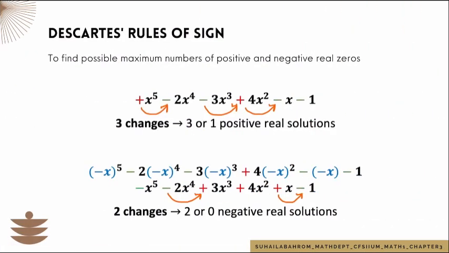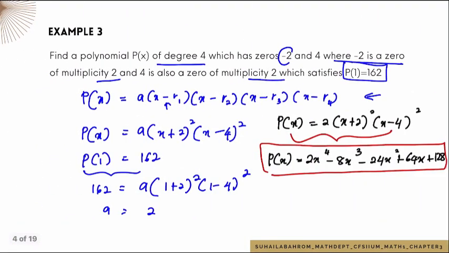Now let's move on to Descartes' rule of signs. It is to find the possible maximum numbers of positive and negative real zeros. Let's look at the previous example. On this example, we know that the zero is negative 2 and the multiplicity is 2, and another zero is 4, the multiplicity is also equivalent to 2. From here, we can detect there are two negative real zeros and there are two positive real zeros.